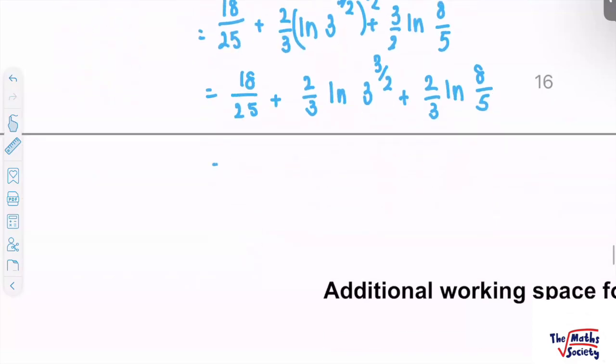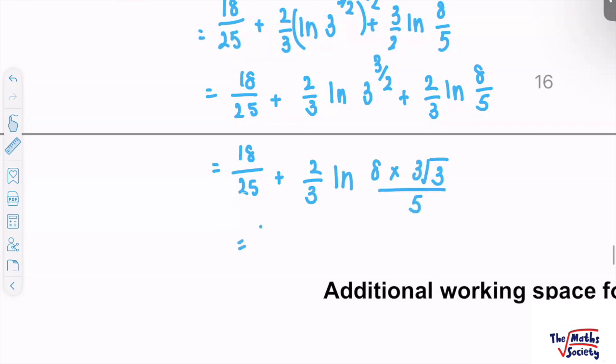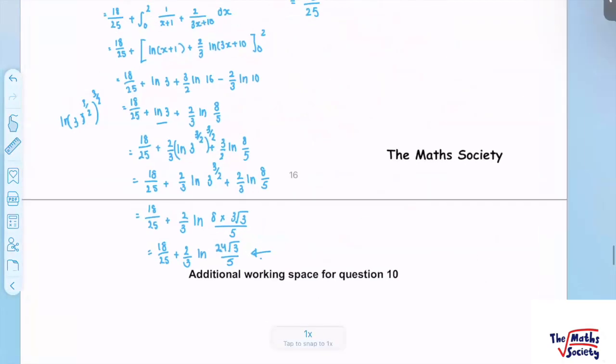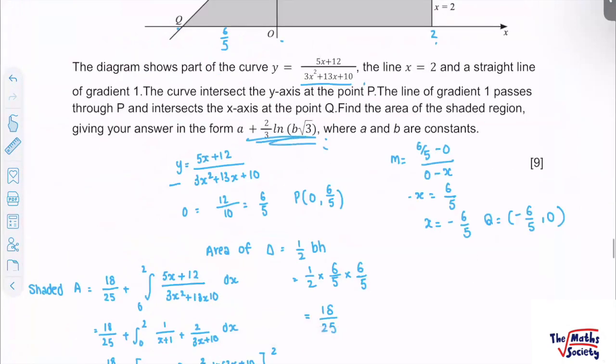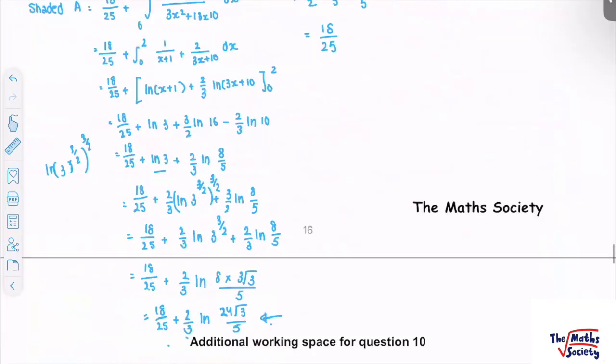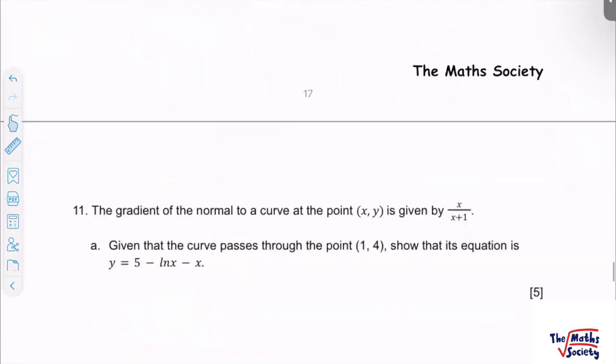And I'll just continue on here. 25 plus 2 by 3 ln 8 multiplied 3 root 3 by 5. That's going to equal 18 by 25 plus 2 by 3 ln 8 root 3 by 5. And that is your answer. The question gives you the form a plus 2 by 3 ln b root 3, so that's good. And then moving on to question 11.